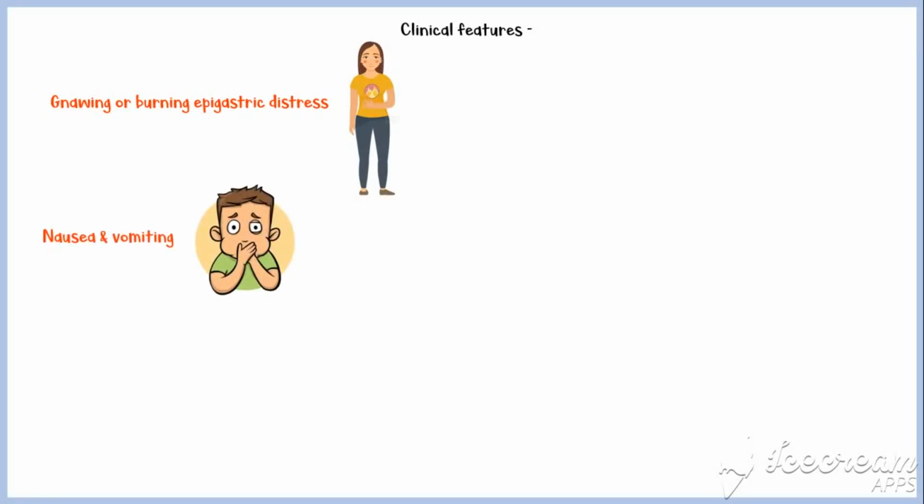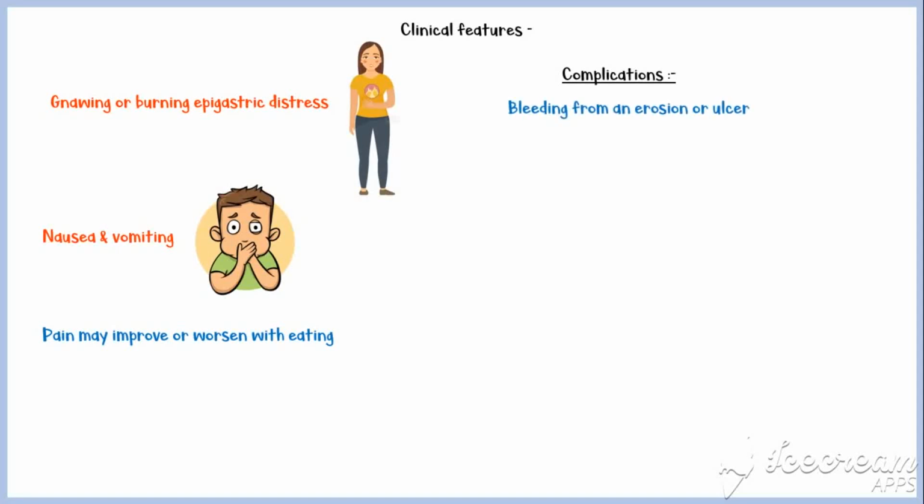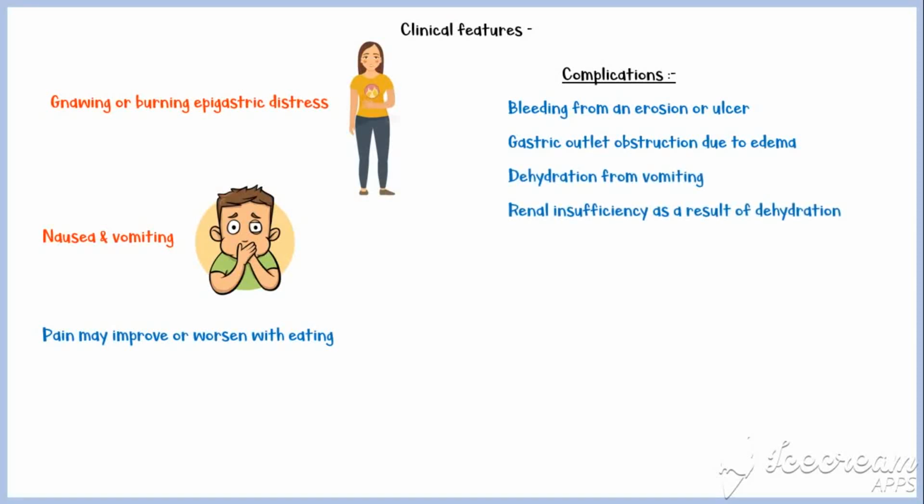Patients with acute gastritis may experience gnawing or burning epigastric distress, sometimes accompanied by nausea and vomiting. The pain may improve or worsen with eating. Other symptoms are usually due to complications associated with acute gastritis. Some of these complications include the following: bleeding from an erosion or ulcer, gastric outlet obstruction due to edema, dehydration from vomiting, renal insufficiency as a result of dehydration, and gastric perforation and peritonitis.